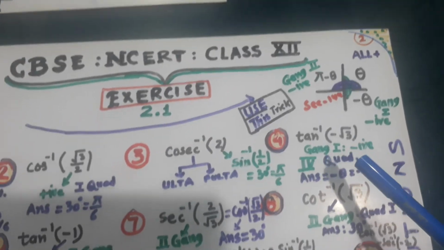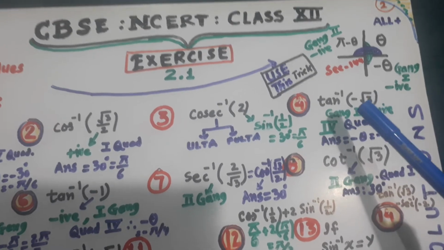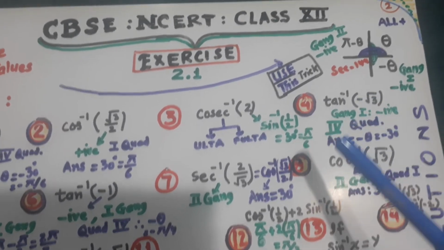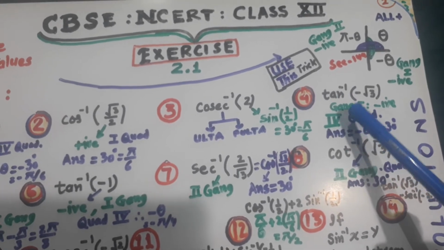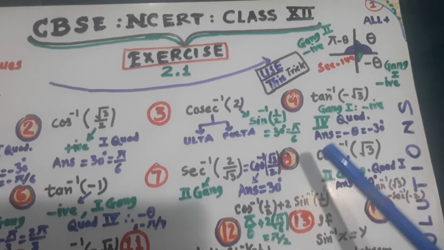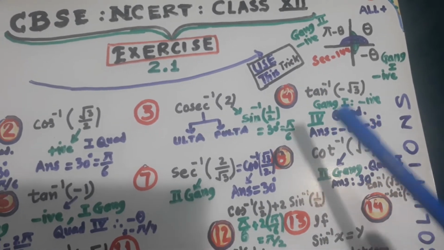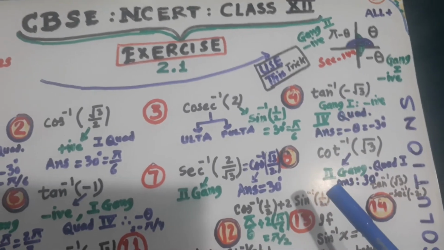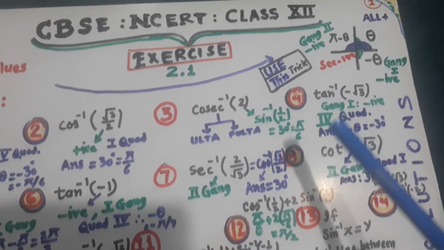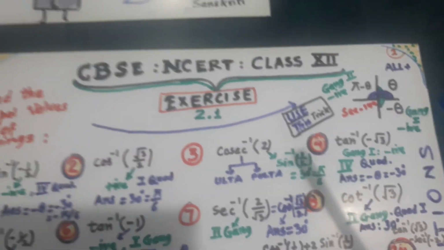Let us take the fourth example. Tangent inverse minus root 3. This is a member of gang number 1. It is negative, so it should be in the fourth quadrant. And in case of tan, root 3 is 60 degrees. So it is minus 60 degrees. So this is how we will go ahead.